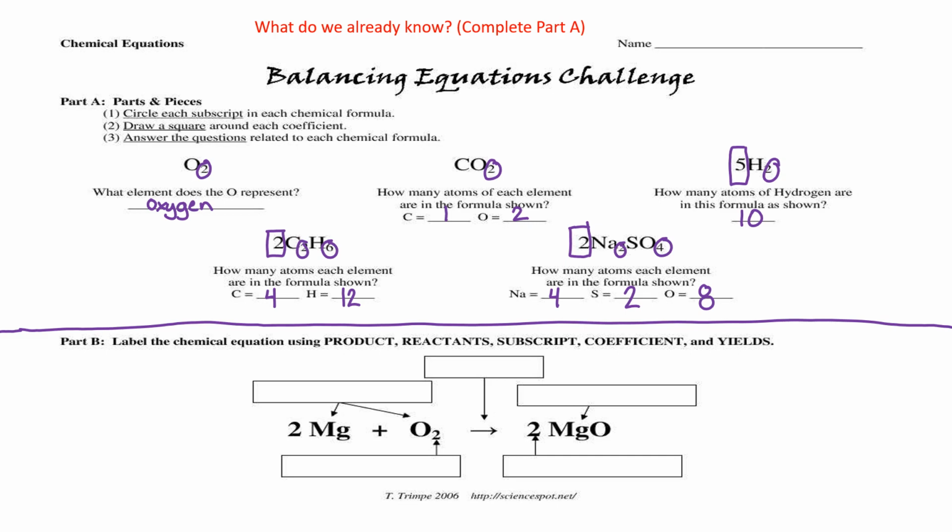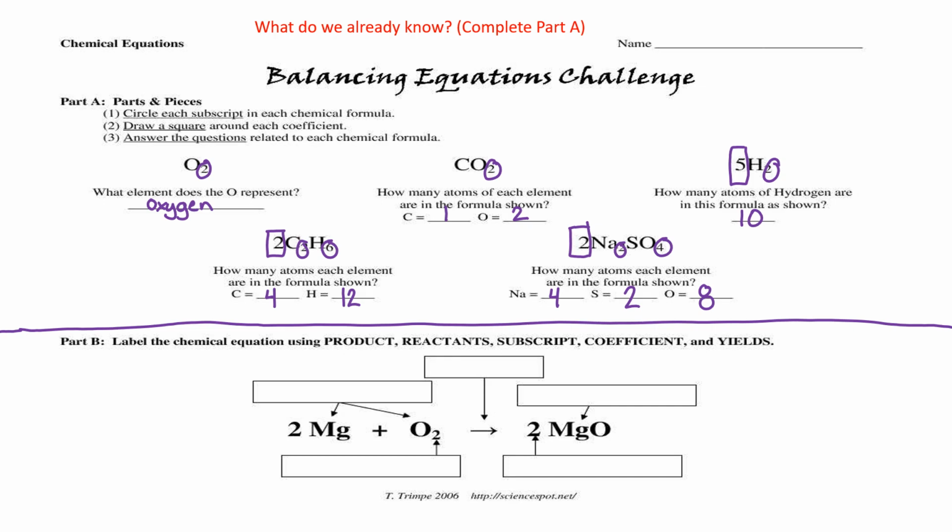And then for the next one, when we include a coefficient, that tells us that we have multiple versions or multiple sets of that molecule or compound. So I have 5 H2s. If I'm looking for hydrogen atoms, I have 10 atoms total because the 5 multiplies by the 2, giving me 10. Same thing, I have 2 C2H6. So that means in total I have 4 carbon atoms because 2 times 2 is 4, and I have 12 hydrogen atoms because 2 times 6 is 12.